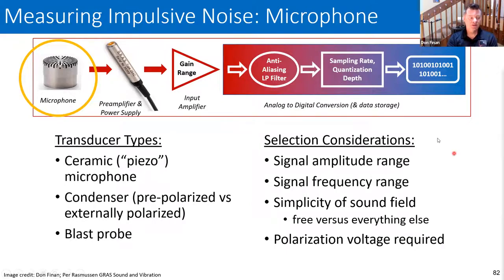The considerations for selection of a microphone: the signal amplitude range. Blast probe is used for very, very high amplitude signals, probably too high that you'll even be able to measure with a microphone itself. The signal frequency range, as we talked about a second ago, the sound field itself, where you are actually making a measurement. And does the microphone need polarization voltage? Some will, some won't. And if it needs that polarization voltage, that is under the purview of the preamplifier and power supply of the system.